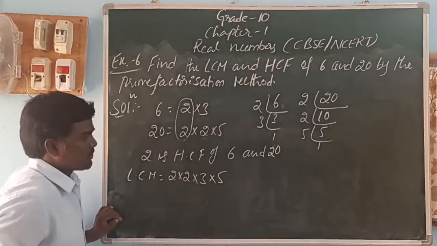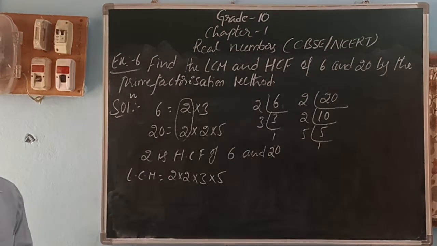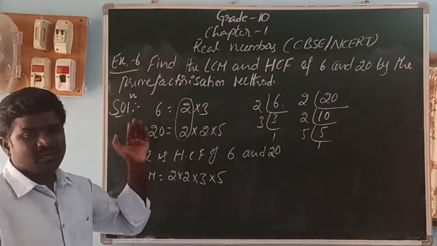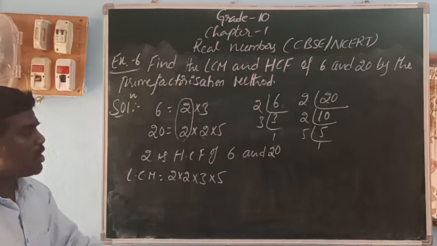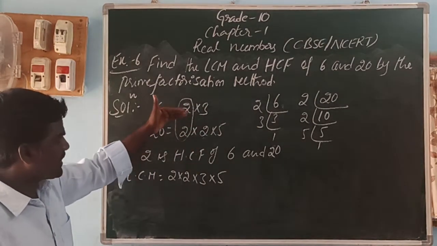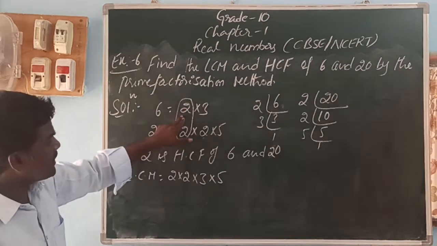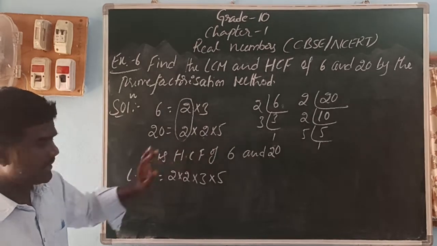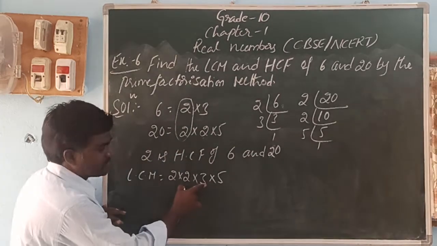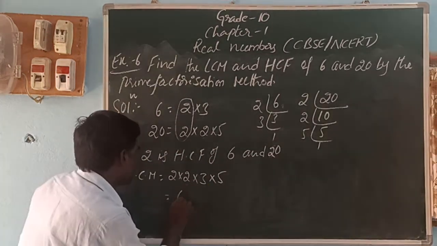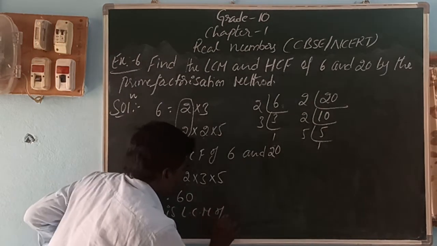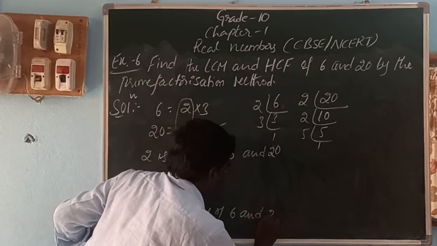So how do we take the LCM in prime factorization of any two numbers or more than two numbers? The highest power of all prime factors. There are 3 prime factors: 2, 3, 5. 2 appears 1 time and 2 times, so 2 times. 3 appears 1 time, 5 appears 1 time. So 2 times 2 is 4, 4 times 3 is 12, 12 times 5 is 60. So 60 is the LCM of 6 and 20.